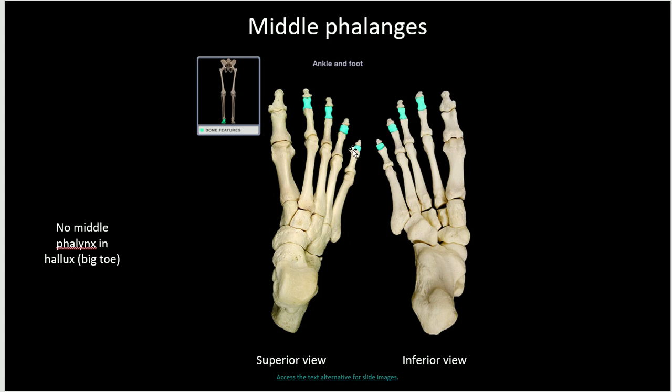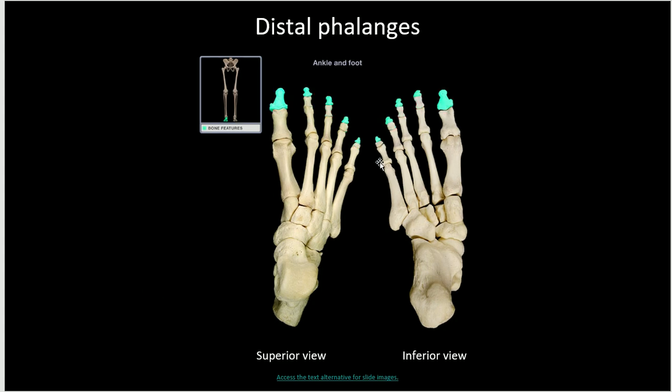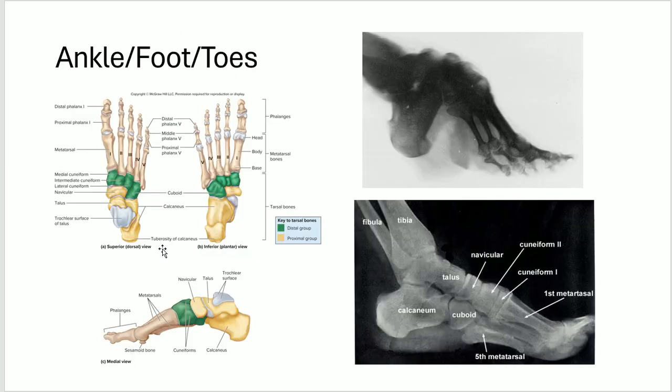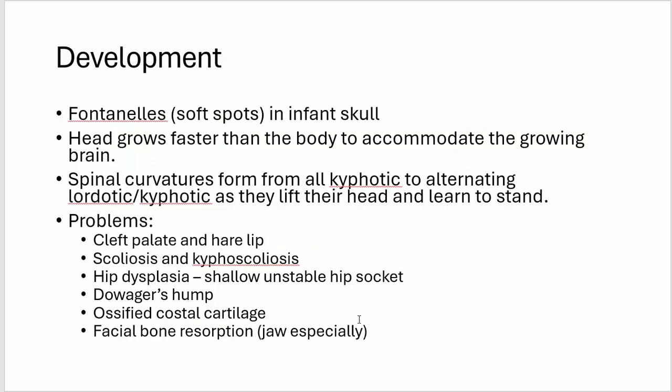We have our middle phalanges. No middle phalanx in the hallux. Our big toe. So same as the thumb, right? And then our 5 distal phalanges. Here's another image of the knee. Here's the patella, femur, tibia, fibula. And then here's another image of everything we just talked about if you need another way to study. Okay.